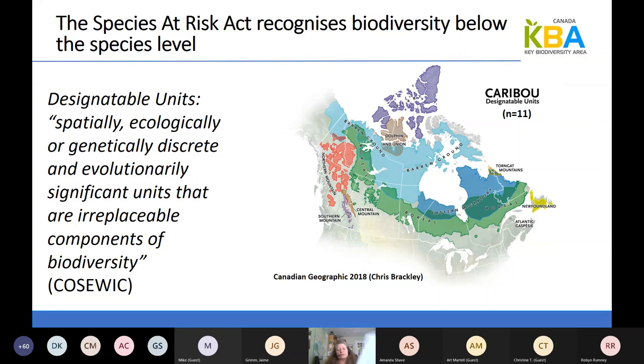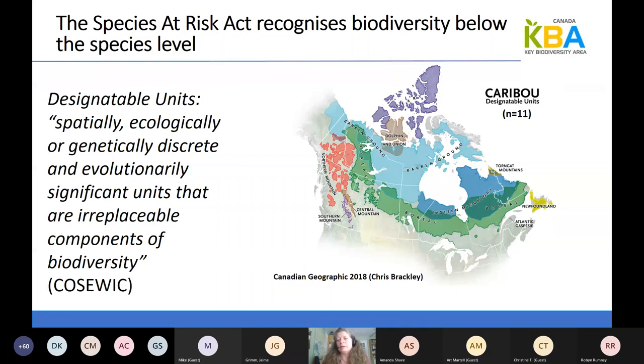And what's really important about designatable units is that the Species at Risk Act includes, and there's a quote in it, subspecies, varieties, or geographically or genetically distinct populations as its definition of wildlife species. So the definition inherently recognizes diversity below the species level. And it also recognizes that the conservation of biological diversity requires protection for those kinds of taxonomic entities. And this gave rise to the designatable unit concept, which was COSEWIC's term, but is based on its interpretation of SARA. These are spatially and ecologically or genetically discrete and evolutionarily significant units that are irreplaceable components of biodiversity.